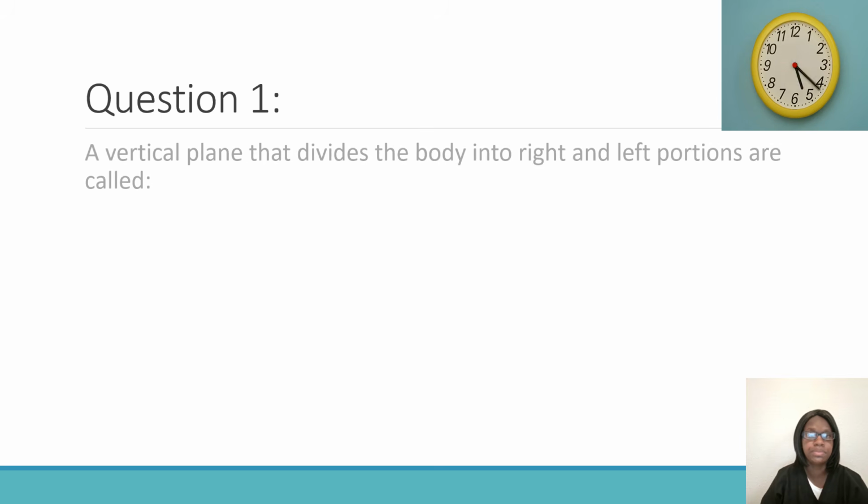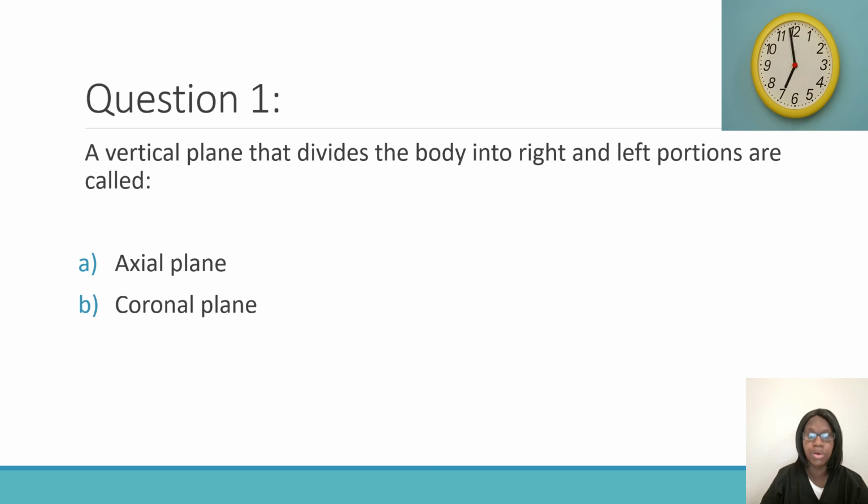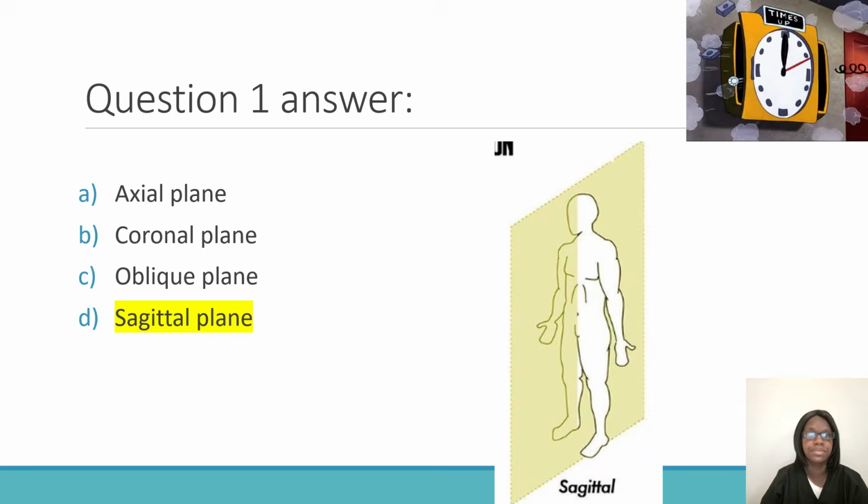Okay, question 1. A vertical plane that divides the body into right and left portions is called A. Axial plane, B. Coronal plane, C. Oblique plane, or D. Sagittal plane. Okay, the correct answer is D. Sagittal plane.